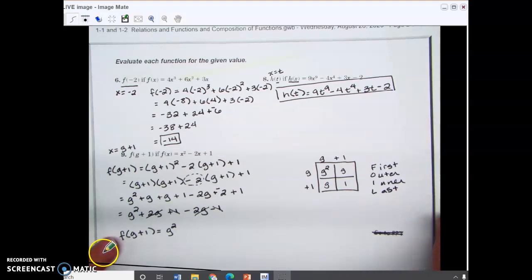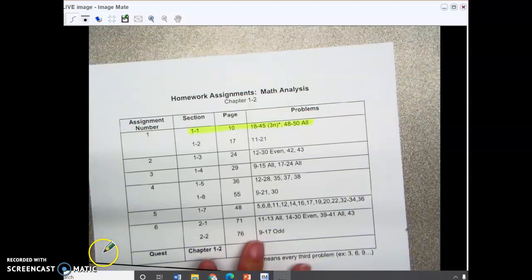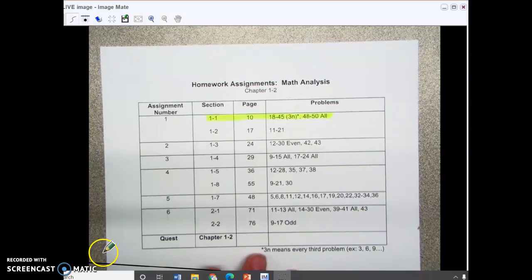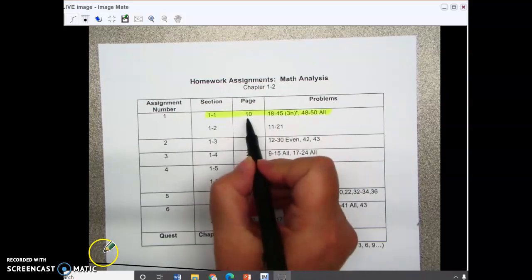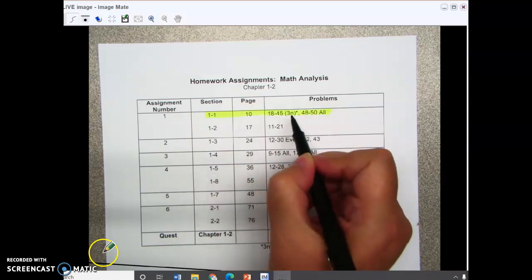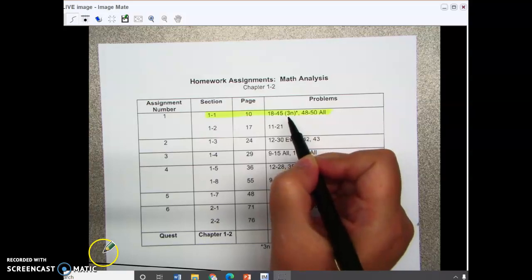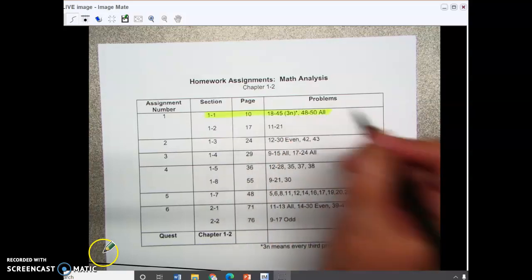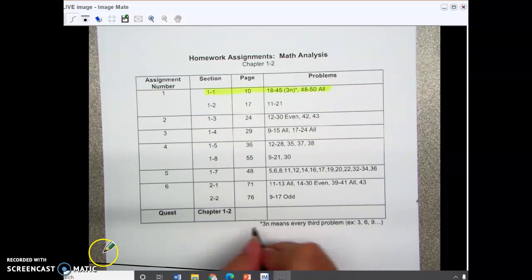So with that, I'm going to show you what your homework is going to be, and I want to explain it. So it's going to be on page 10 if you have your actual book at home. I will post a PDF of this as well. And then it's 18 through 45 with this 3N on there. So I want to make sure you understand that when we talk about that, that's going to start with question 18.